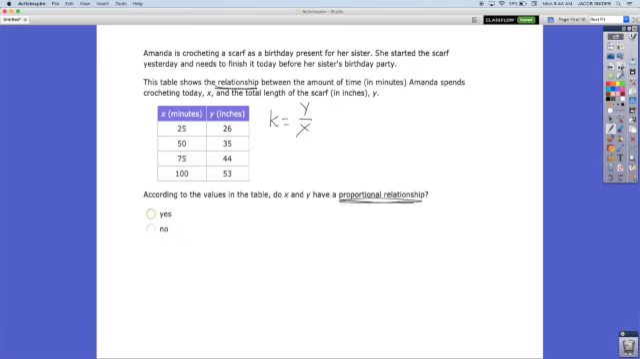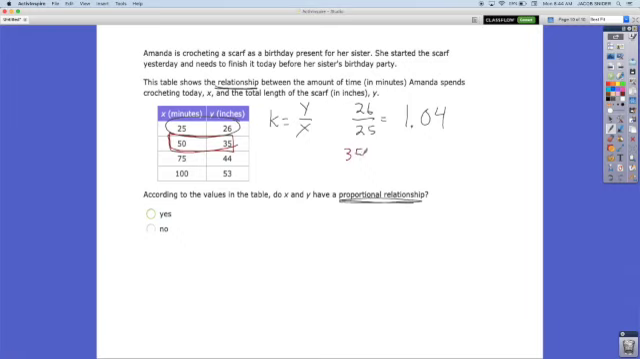So I'm going to start with this first one right here. I'm going to take 26 and put it over 25. And let's simplify and see what that equals. 26 divided by 25 equals 1.04. Now, for this to be proportional, I need each one of these to be the same. I'm going to pick the second one now. Let's find the second one.